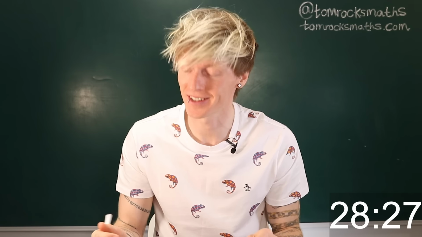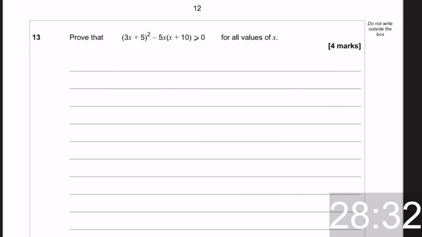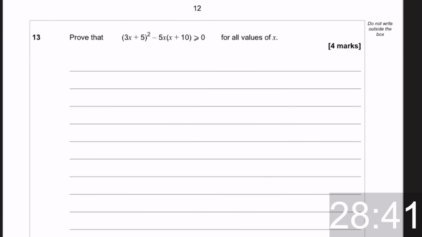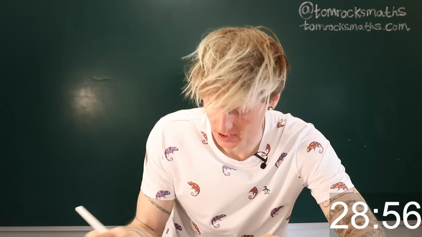Right, 13. Where are we going next? It's an inequality. Okay. 4 marks. Prove that something minus this is positive. Ooh, proof question. I like this. This is good to be doing proof questions. GCSE. Okay, so if this is going to be true, then what can I say? We can say 3x plus 5 squared must be greater than or equal to what we're subtracting, which is 5x times x plus 10. I think I'm going to expand everything before I do any square roots.